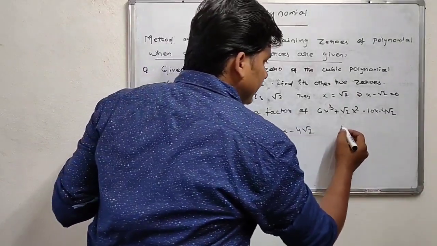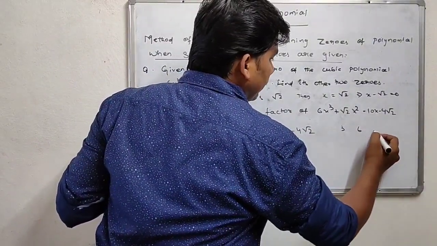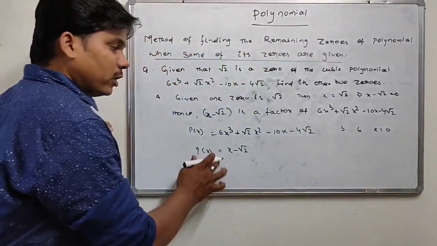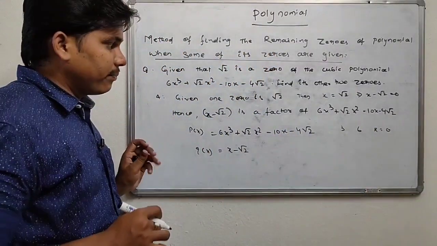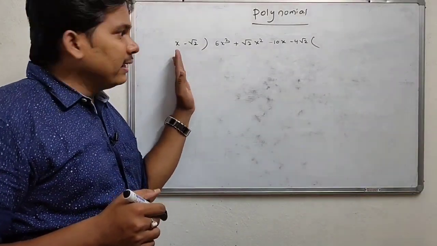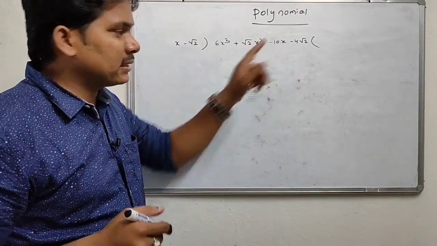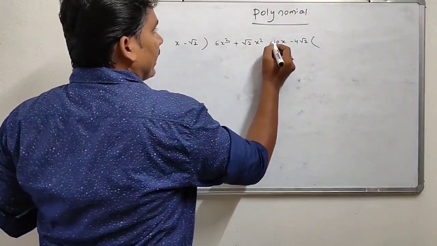Let's take the example: 3 is a factor of 6. If you divide 6 by 3, the remainder is always 0. Hence, the remainder should be 0 in this question. See how we will do. Now I am dividing 6x cube plus root 2x square minus 10x minus 4 root 2 by x minus root 2.